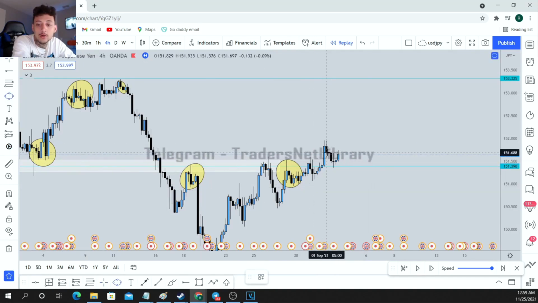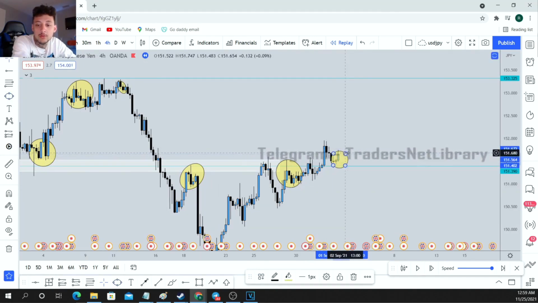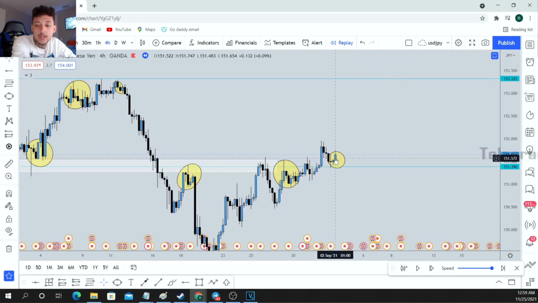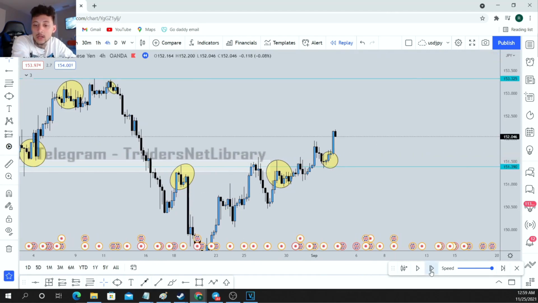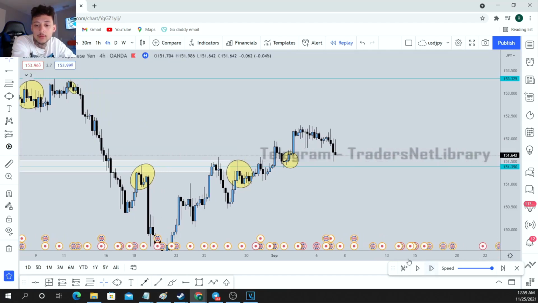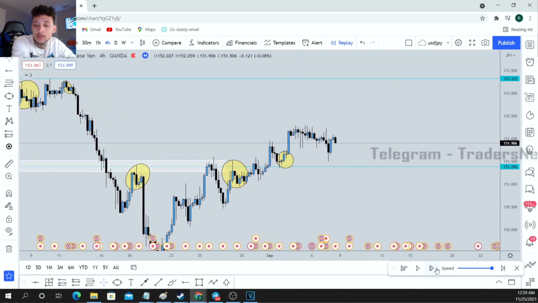So again, we have another entry. This is a bullish variation. This is a high probability bullish variation as well, because it closed above the highest high of the previous candle. So let's see how well this trade would have played out. So it did go in our favor pretty much almost right away, but now it's pulling back to about entry.